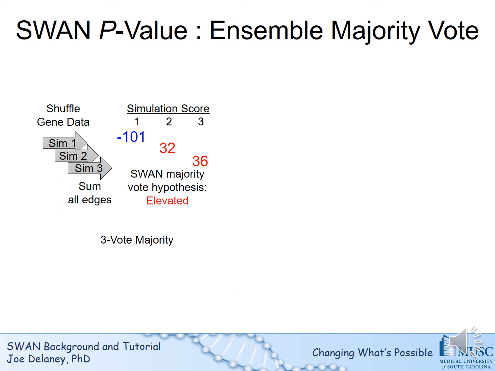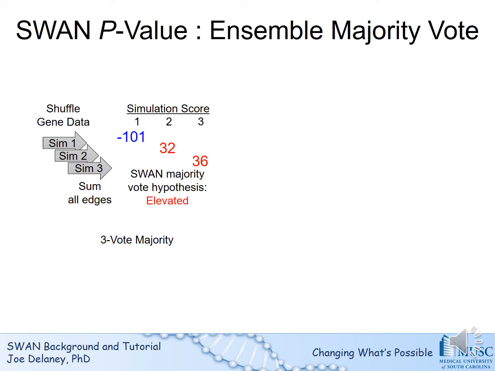This is, again, really esoteric, but for those who are interested, we use an ensemble majority vote method. And this is used for crystal structural determination, but it actually ended up being really useful for this network pathway analysis. So let's say we only have 3 different shuffled cases, and we end up with this overall SWAN network shift.